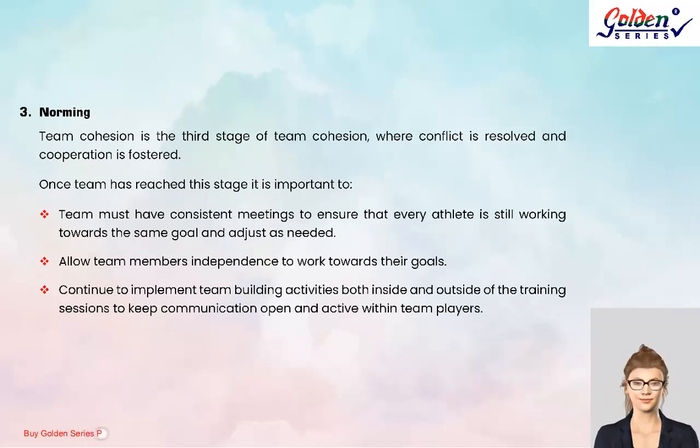3. Norming. Norming is the third stage of team cohesion, where conflict is resolved and cooperation is fostered. Once the team has reached this stage, it is important to have consistent meetings to ensure that every athlete is still working towards the same goal and adjust as needed. Allow team members independence to work towards their goals.